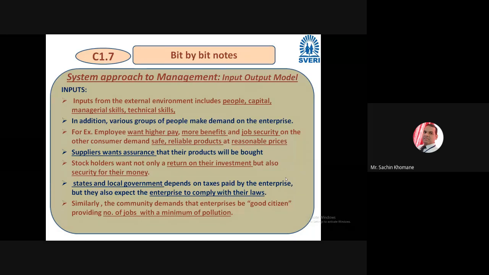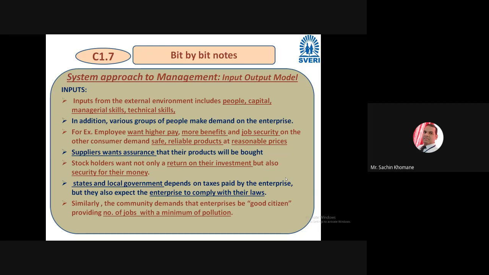Friends, first input, other than what we have discussed in the input output model: people demand various things. What do they demand? For example, employees demand higher pay, they want more money. They want more salary, in short more benefits, they need more incentive. Employees want job security. So this is also an input the manager has to consider along with the input output model. Along with previous inputs, these small inputs also the manager has to consider while managing.